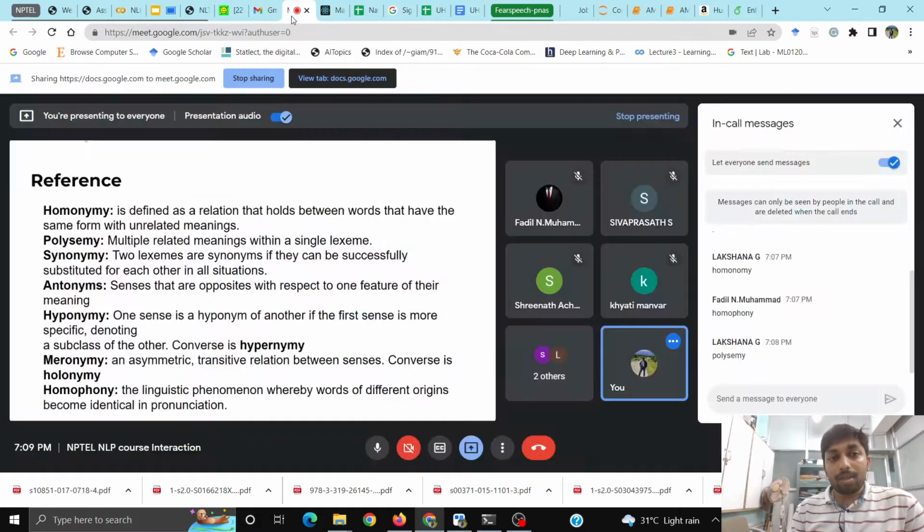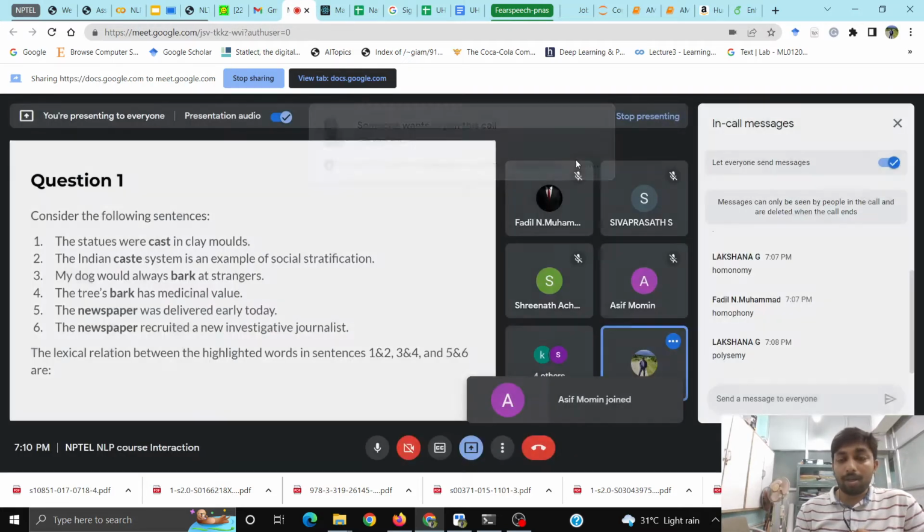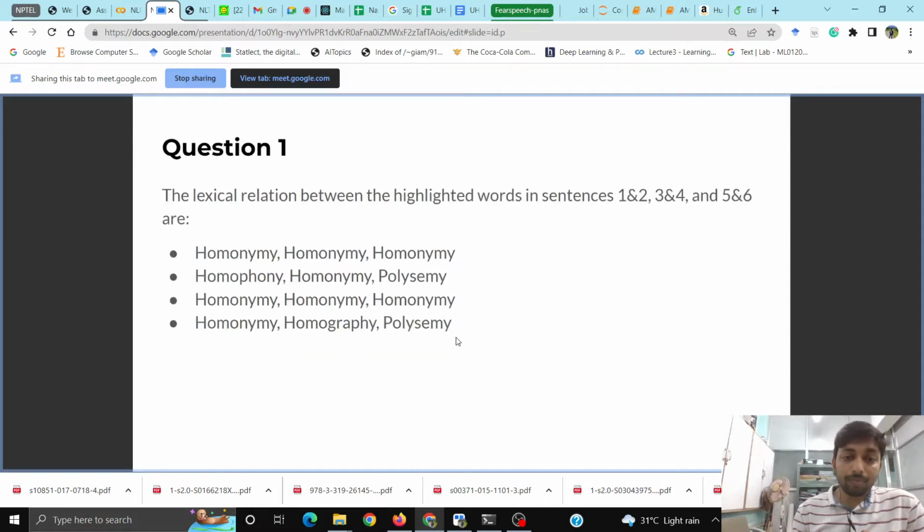And then, okay. So the last one is: the newspaper was delivered early today, and the newspaper recruited a news investigative journalist. Here it is polysemy because here the newspaper is a single physical newspaper, and here it is an institution, the newspaper institution. So the same word is being used for different purposes. So the correct option will be this.